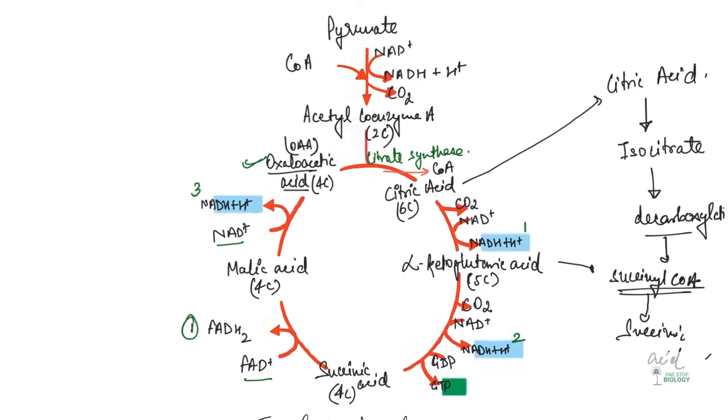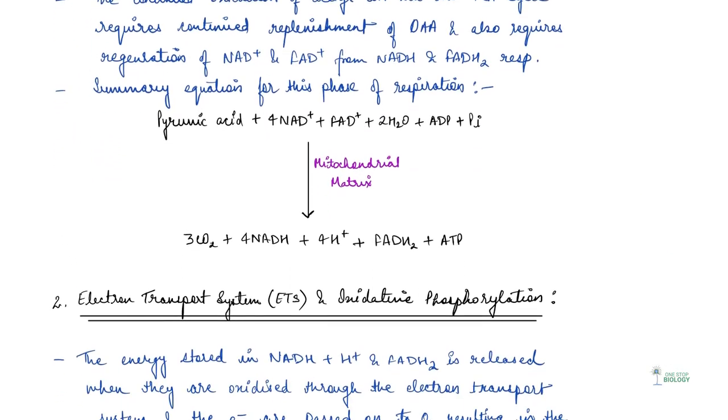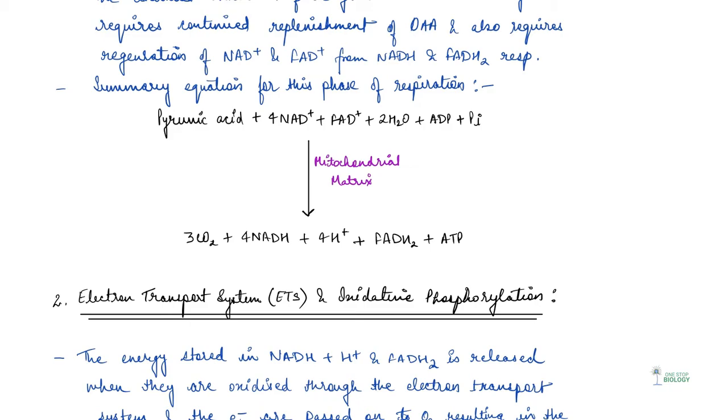So basically now the overall reaction will be something like this, right? So here if you can see clearly, pyruvic acid plus 4 molecules of NAD plus, 1 molecule of FAD plus, 2 water molecules and ADP in the mitochondrial matrix. This is happening in the mitochondrial matrix. We have 3 carbon dioxide released, 4 NADH, 1 FADH2, and then ATP and 4H plus is released, right? So this is the complete reaction, guys.